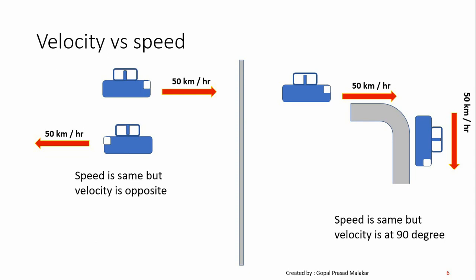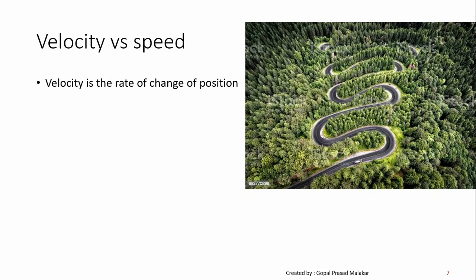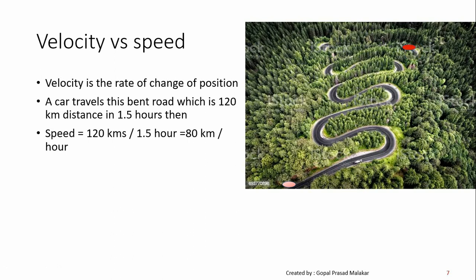Let me give you a little more complicated example. Think of a car here, and the car travels on this bent road which is quite zigzag in nature, and let's say it covers a 120 kilometer distance in 1.5 hours. This was the initial position of the car and it has reached here in 1.5 hours. So what is the speed here? 120 kilometers divided by 1.5, 80 kilometers per hour.